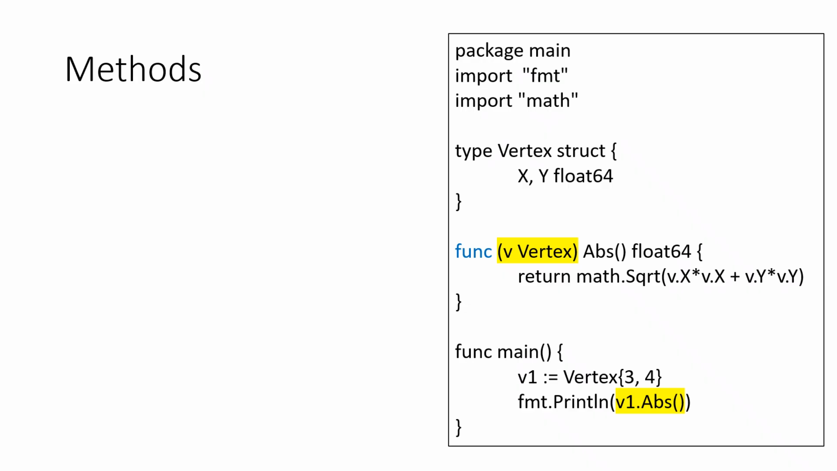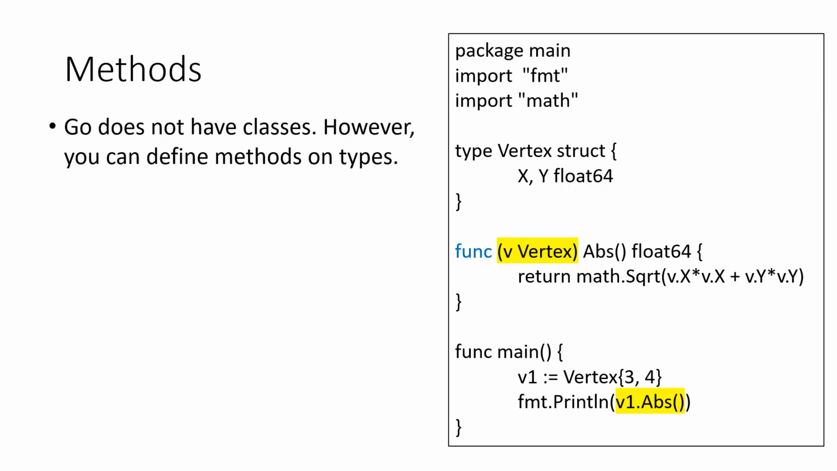Now let's get started with methods. If you have learned Java, you may know that methods are member functions of a class. Unlike Java, Go does not have classes. It only has struct, which has member data but no member functions. However, you can define methods on types.